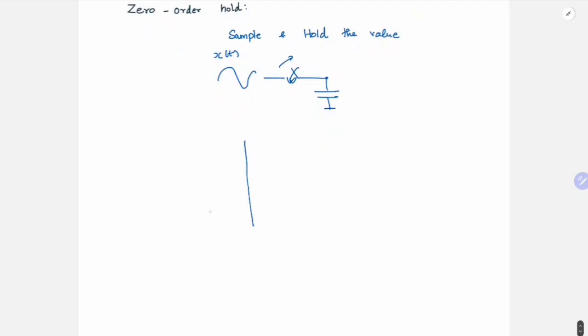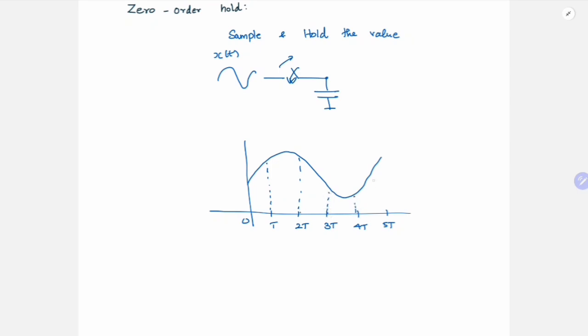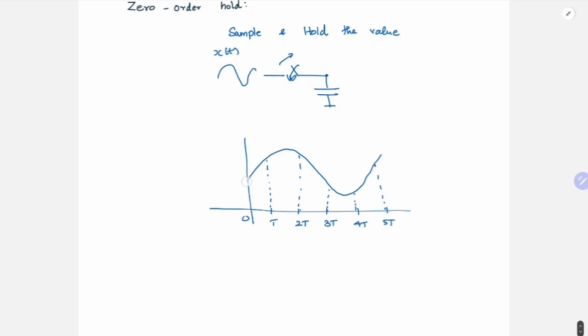So if I draw it in a waveform, I have this as x of t, and these are my sampling instances. I'm first sampling here and I'm going to hold this value until the next sampling edge comes. And then again I sample this value and hold it here. And again here I sample and hold, and here I sample and hold, and again here I sample and hold. So this is what my output will look like.